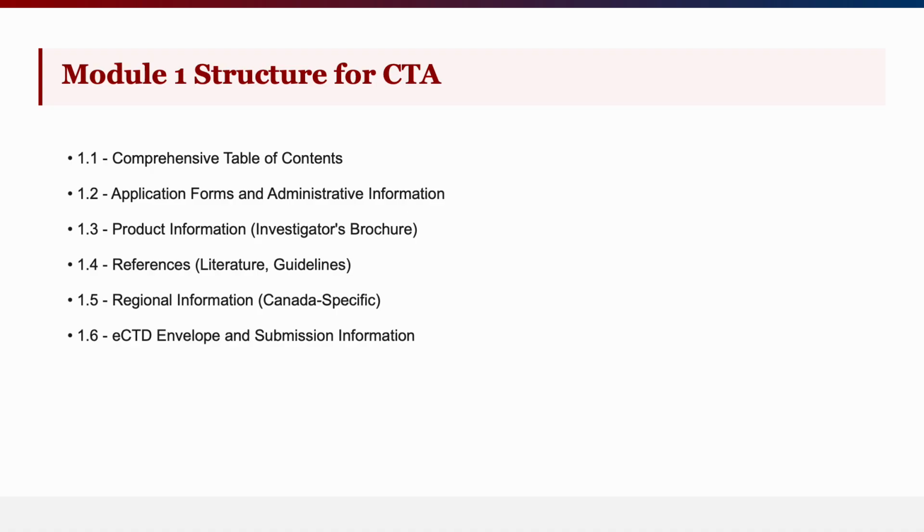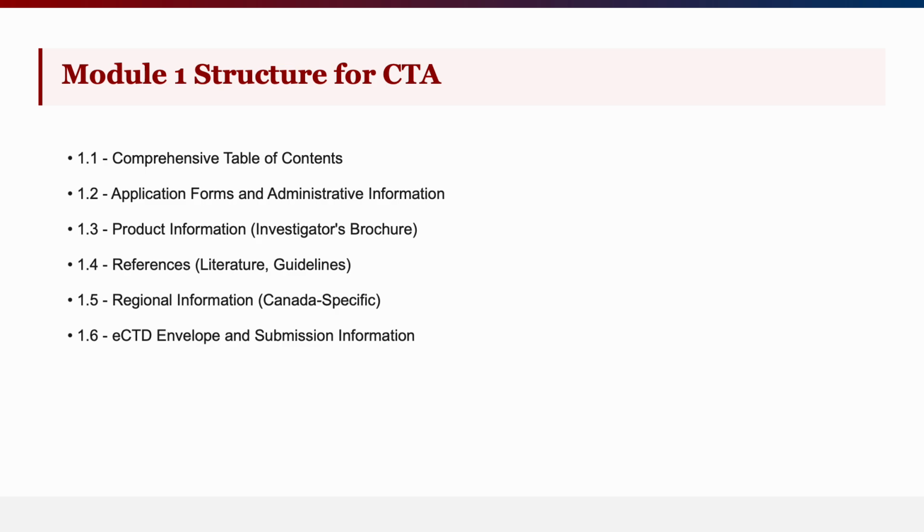Now let's look at the structure of Module 1 for a Health Canada clinical trials application. The module is divided into several major sections. Section 1.1 contains the comprehensive table of contents. This master index covers your entire eCTD submission and allows reviewers to navigate efficiently through all 5 modules. Section 1.2 is where you'll place your application forms and administrative information. For a CTA, this includes the Health Canada Clinical Trial Application Form and various attestations and certifications required under Division 5.